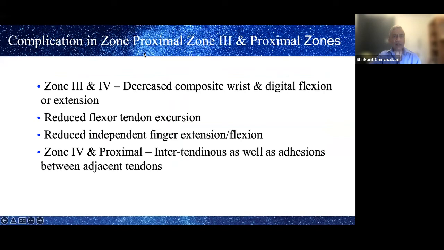So, complications in the zone proximal to zones 3 and 4. We know that in zones 3 and 4, if the tendons are scarred down to each other proximally, depending on the level of these adhesions, patients are likely to have decreased composite wrist and digital flexion or extension. In addition to that, they'll have a reduced flexor tendon excursion. They'll have limited or no independent finger extension or flexion. And of course, patients will have limited motion between the tendons.